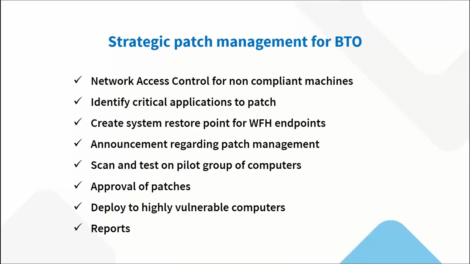Previously, we have seen how to manage the endpoints during the work from home scenario, and now let's create a patch routine for back to office machines. So the first objective will be enabling network access control for the non-compliant machines and identifying critical applications to patch them in priority. And then to create a system restore point for all the work from home machines. Hence, in case of experiencing any challenges through patch deployment tasks, we are safe to restore the backup. And that is the primary objective of creating a system restore point.